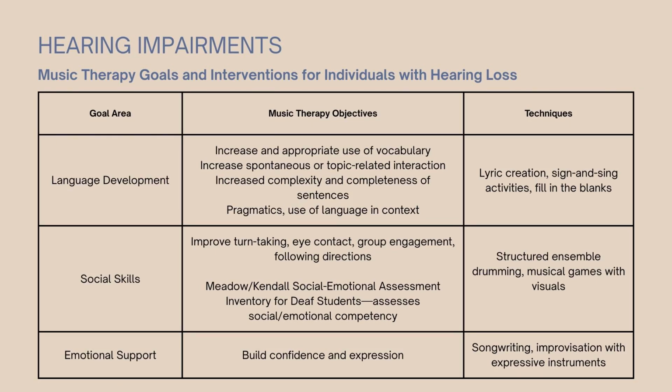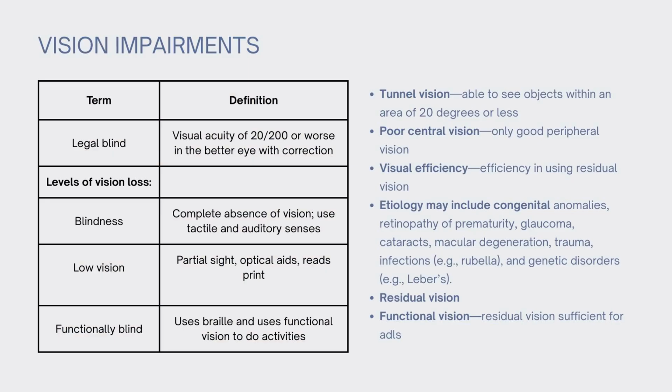So here we have an assessment tool called Meadow or Kendall Social Emotional Assessment Inventory for deaf students that assess their emotional and social competency, and then emotional support to build confidence and expression, and then songwriting, improvisation with expressive instruments. Next is vision impairment, so let's identify some terms.